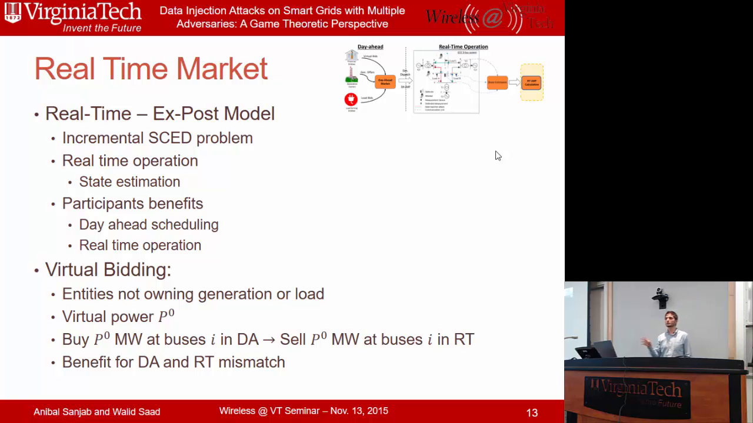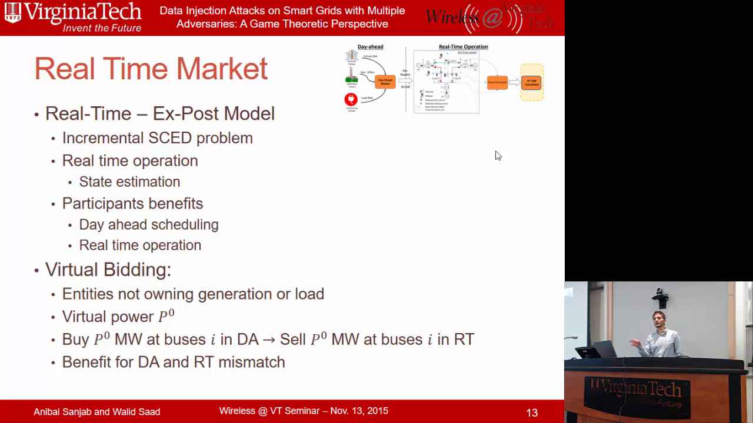So in real-time, some measurements are collected from the system continuously. These measurements are sent to the system operator. The system operator estimates what really happened in real time, and this gets sent to the real-time LMP calculation.